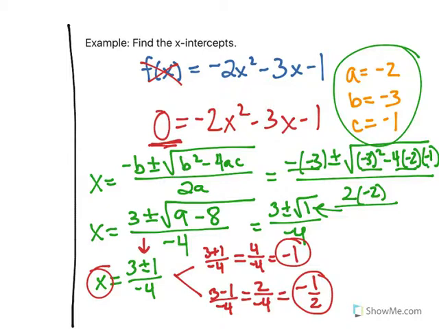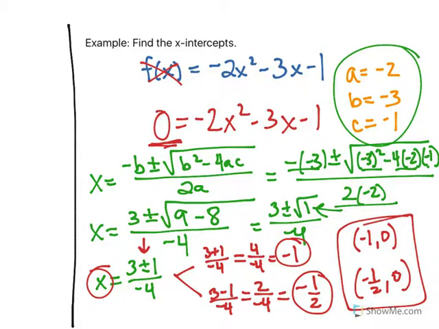So then our third step is to rewrite this in coordinate form. So we get (-1, 0) and (-1/2, 0). Those are our two answers. And remember, we can have 0, 1, or 2 answers for our x-intercepts. In this case, we have 2.